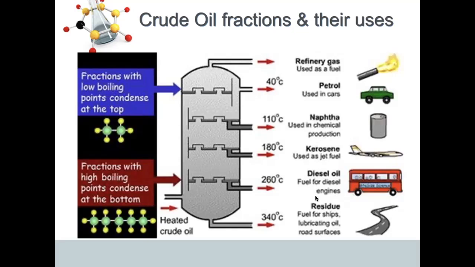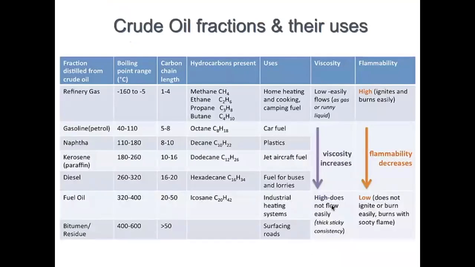So you have diesel, and as you go lower, you have the residue, which we use for fuel for ships, lubricating oils, and also road surfaces. That is used in the manufacturing of asphalt. All right, so let us see what the fractions look like.